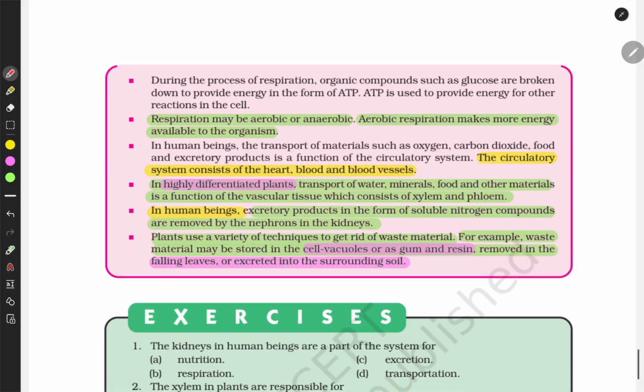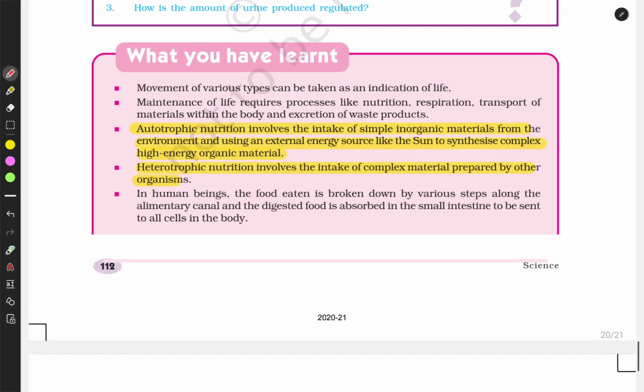Let's quickly revise this chapter. The movement of various types can be taken as an indication of life, and there is no movement in a virus, so we do not consider it living. Maintenance of life requires processes like nutrition, respiration, transportation of minerals within the body, and excretion of waste products.